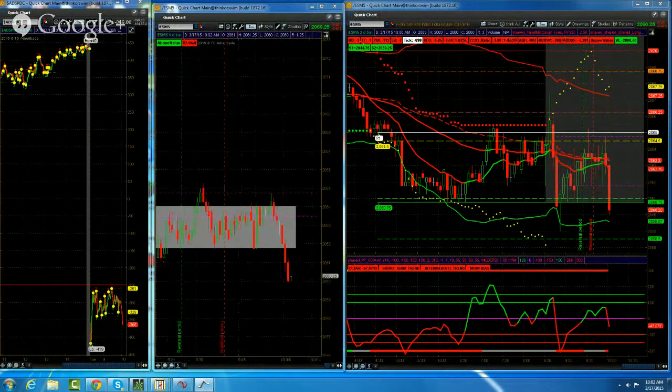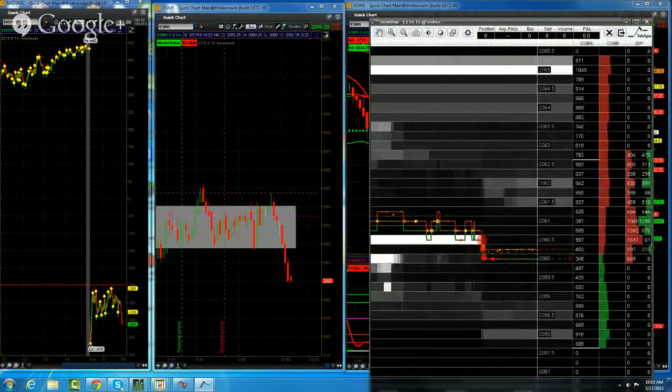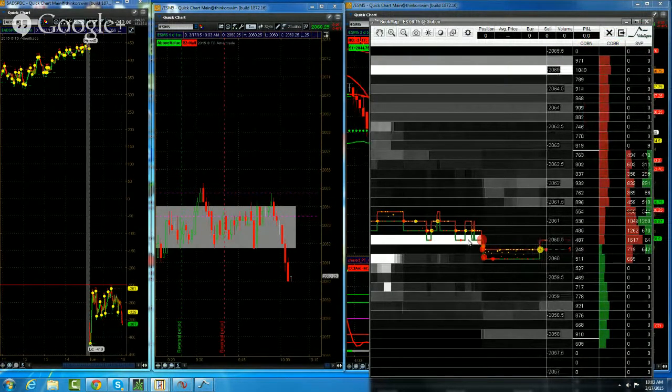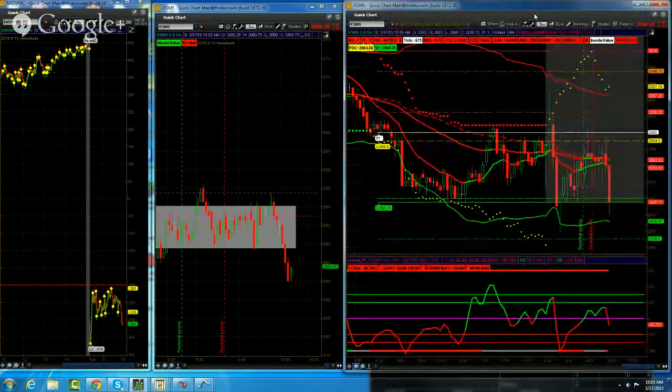Bookmap had some orders here at 61, in this area, and they filled them. These got filled. They didn't pull them. I don't see any other big orders. We've got about 800 contracts there at 58.